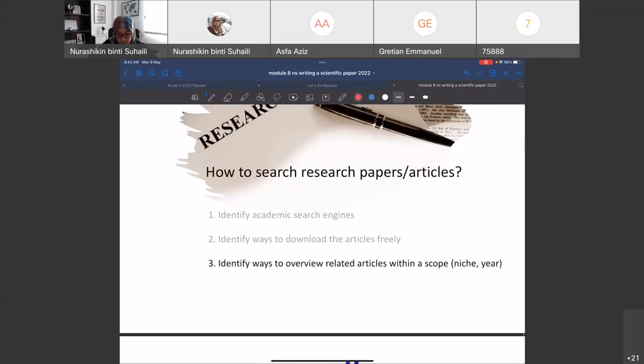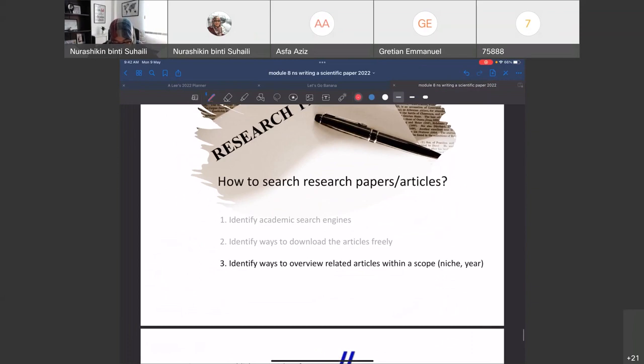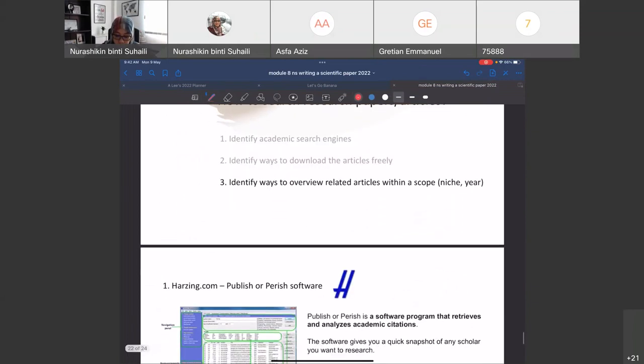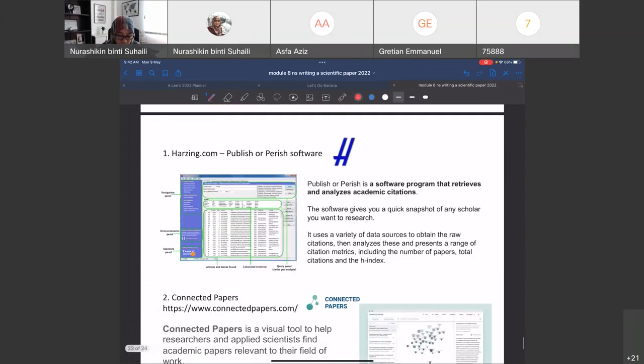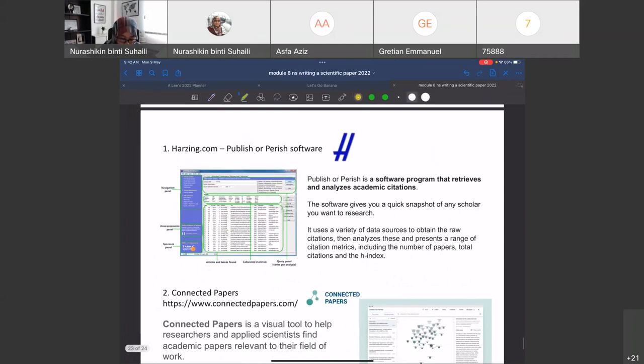So another tool that you can use to overview related articles within a scope or within a niche or within a year. Okay, I introduce you two tools. The first one is harzing.com. Under harzing.com, there is a software called Publish or Perish. This one is a free software that you can download. So you just Google harzing.com, Publish or Perish. Go for the download. You have to download it to your computer.